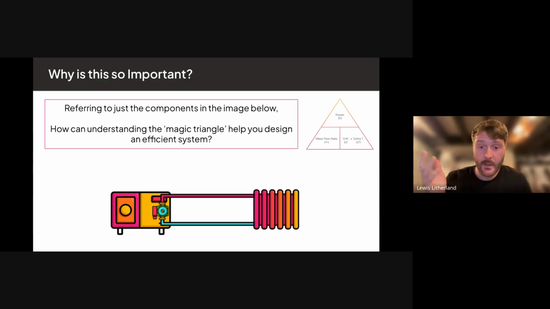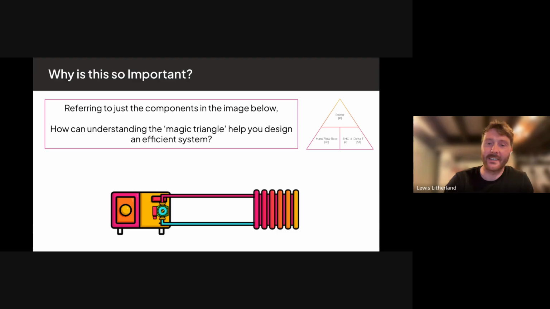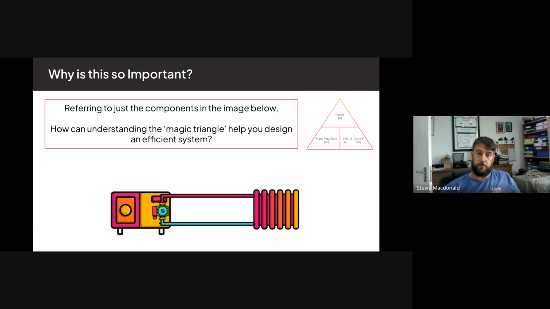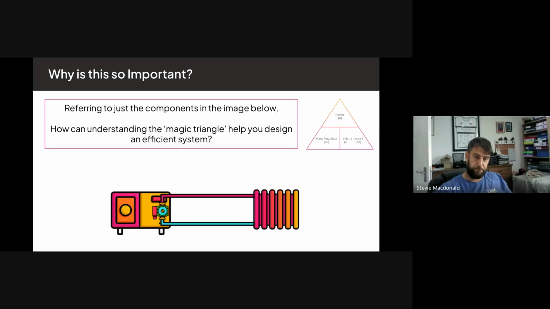So again, Stevie, I'll ask you, if you wanted to double your delta T, what would happen to your flow rate? So if I went from 10 to 20 delta T, what would my flow rate be doing? You would half it. Yeah, you'd half it. So it's working slower because you're getting a wider delta T.